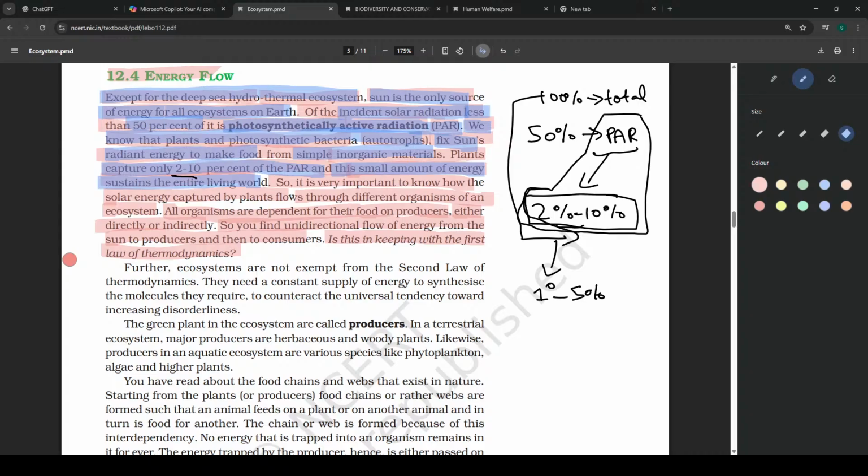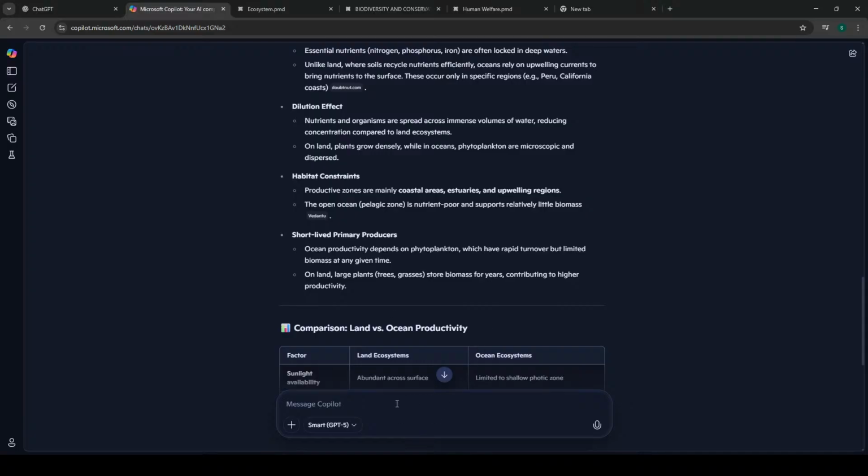All organisms are dependent on the producers for food. Very easy to know that. This can be directly or indirectly. One more time here, unidirectional flow of energy. Why so? Because the main source of energy is the sun. The energy is utilized by the producers to produce food, and the producers are consumed by the consumers, and they will gain some energy. They asked a question: is this in keeping with the first law of thermodynamics? Let's see what the first law of thermodynamics is.